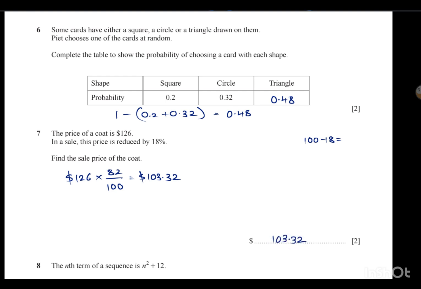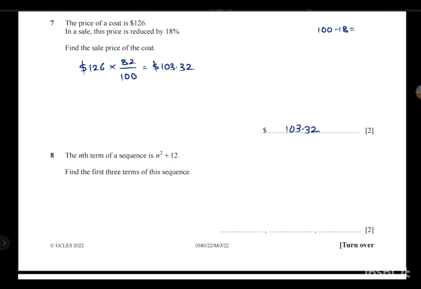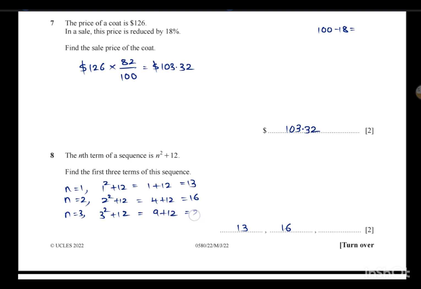Question number 8. The nth term of a sequence is n square plus 12. Find the first three terms of this sequence. So just take n is equal to 1, you will get the first term. 1 square plus 12 is 1 plus 12 is 13. This is the first term. Then n is equal to 2, you take 2 square plus 12, that is 4 plus 12, that is 16. The second term is 16. When n is equal to 3, 3 square plus 12 is 9 plus 12, that is 21.